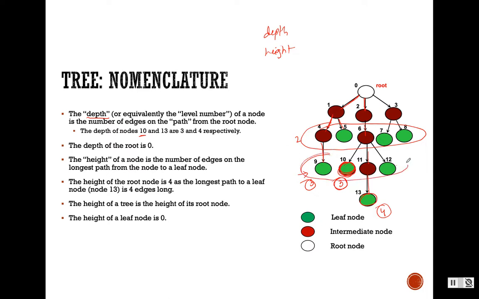These are depth 3, and the last node, node 13, is at depth 4, and 1, 2, 3 are of depth 1. Okay, so the depth of the root is 0. The path distance from the root node to the root node is 0. So the depth of the root is 0.